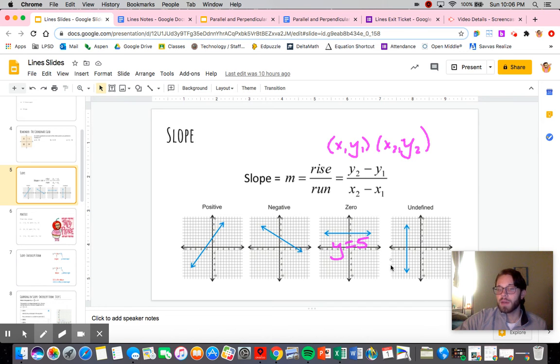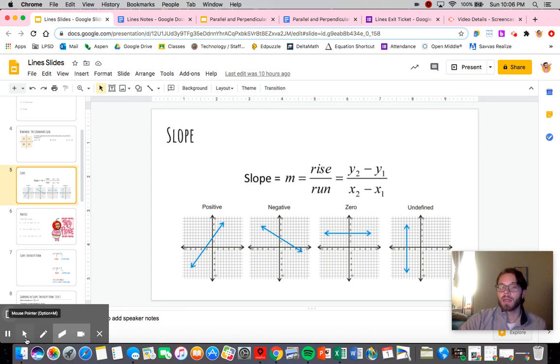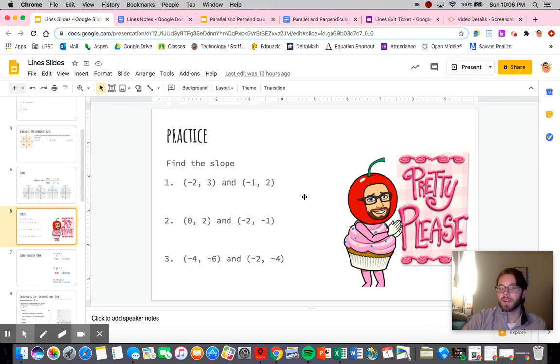And then finally over here, if you are dealing with an undefined slope, if you have a vertical line, that is undefined. That is something of the form x equals -5. Okay. We are going to predominantly be looking at the ones where they are not vertical or horizontal. All right, so as you can tell, I'm very excited for you to try these.